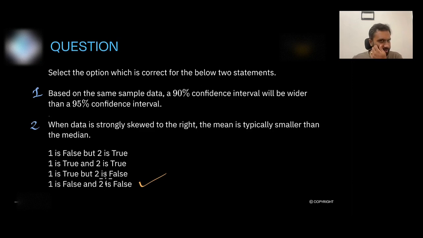So consider this question. Based on the same sample data, a 90% confidence interval will be wider than a 95% confidence interval. If the data is strongly skewed towards the right, the mean is typically smaller than the median. Basically both statements are false.